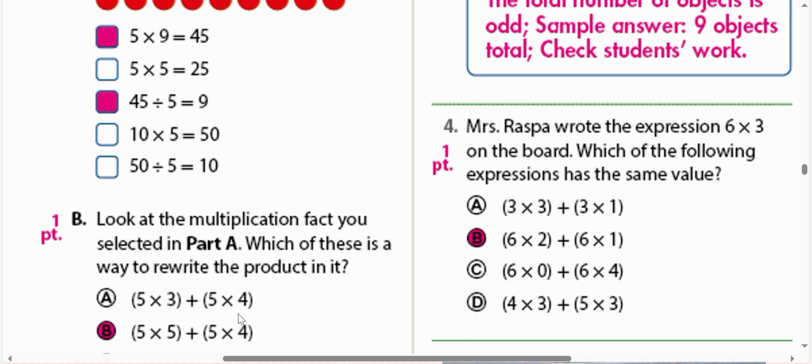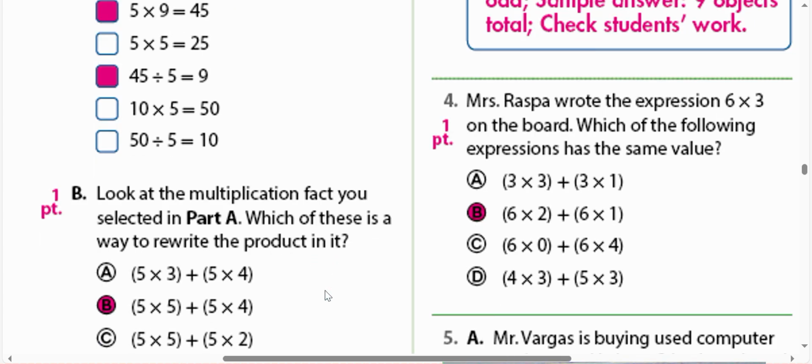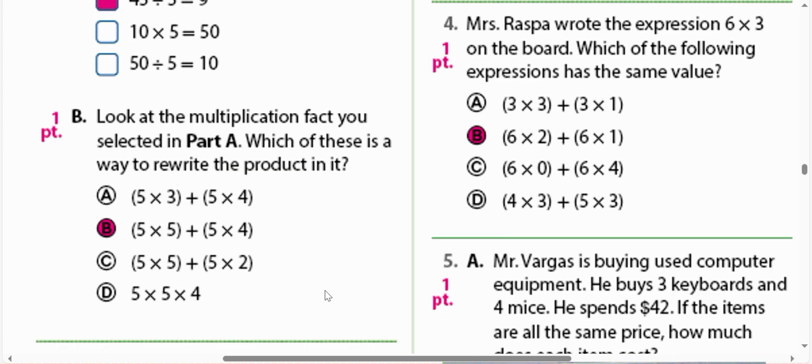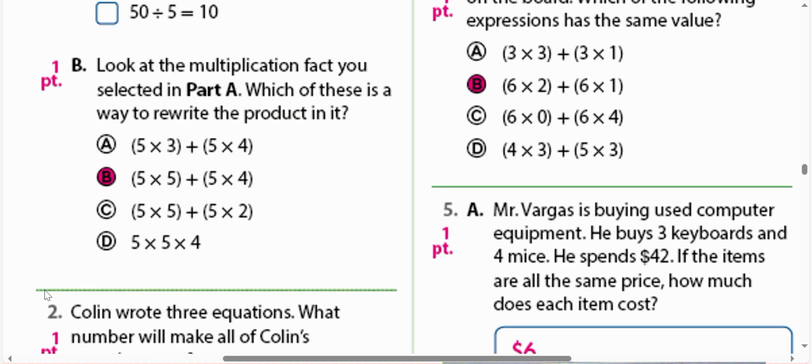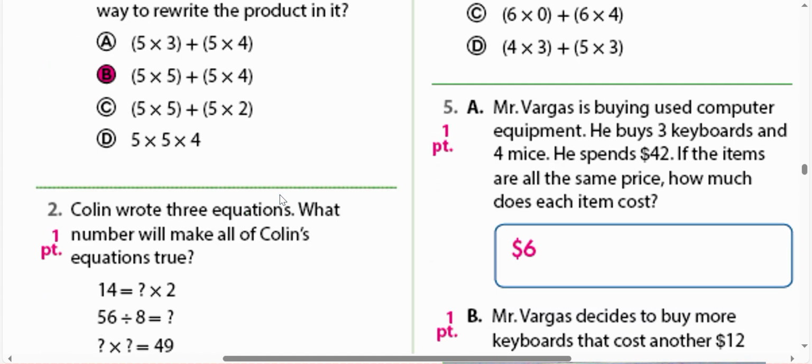We have 3 times 6. We can use the distributive property. 6 times 3, write 6 times 2 plus 6 times 1, because 3 equals 2 plus 1. You can use also 5 times 5 and 5 times 4. 5 times 5 is 25, and 5 times 4 is 20. 20 plus 25 equals 45.